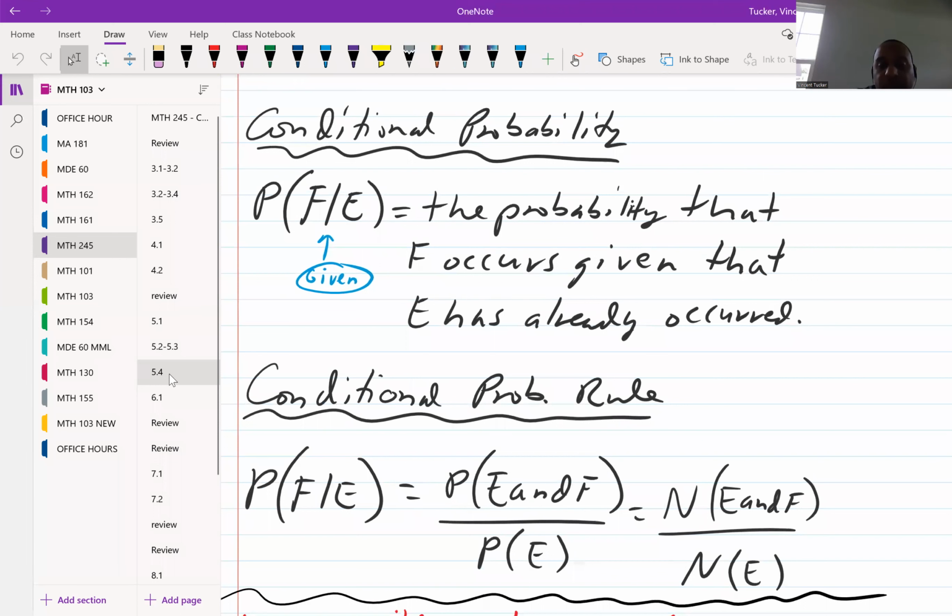And here's how we would calculate it. Take the probability of E and F and place it over the probability of E. Or if you have the number of E and F over the number of E. Number of outcomes, I should say.